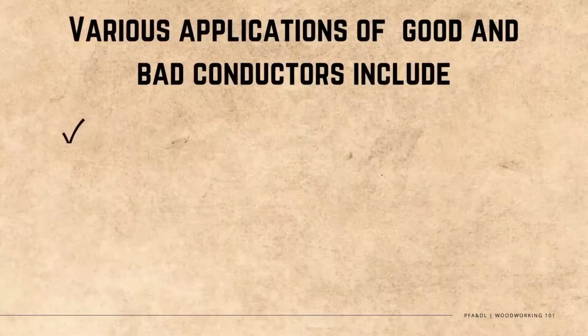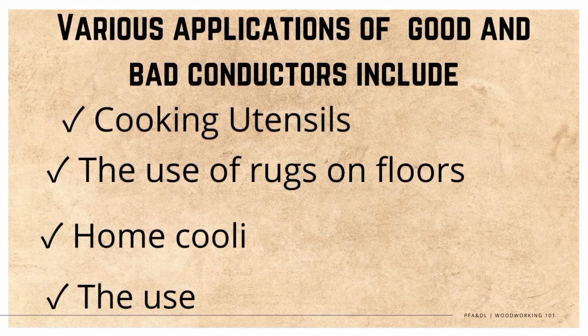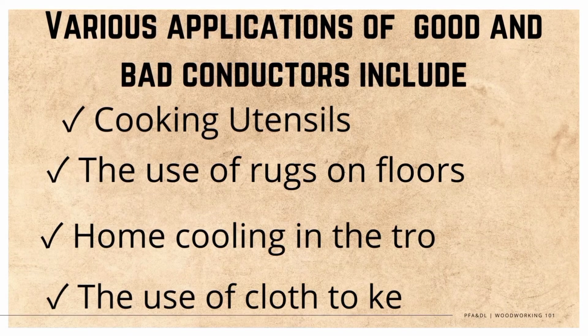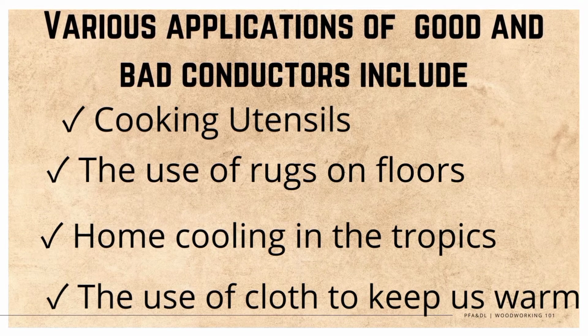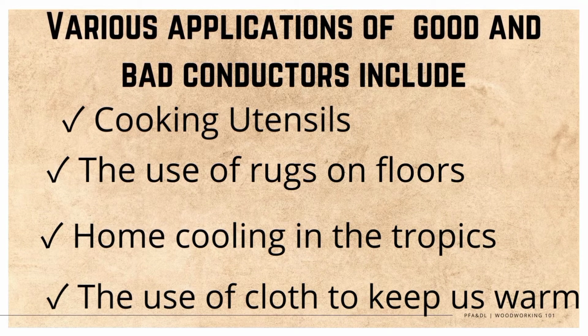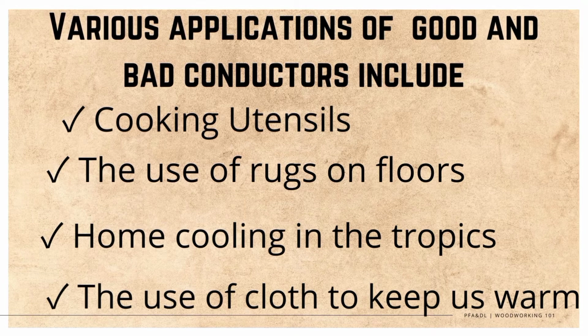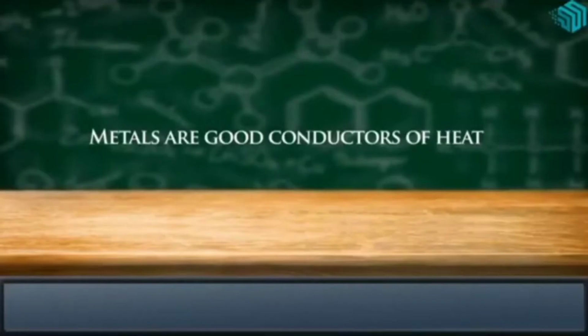We're going to look at various applications of these good and bad conductors of heat. In time past, various cooking utensils were just made of metals, but these days we coat them with plastic so as to avoid heat transfer to the handle. Also rugs, we have clothes that keep us warm. We're now going to see a video to explain this fact.